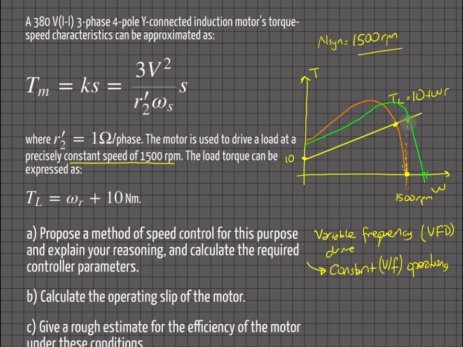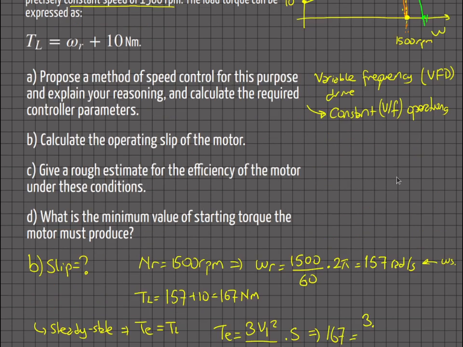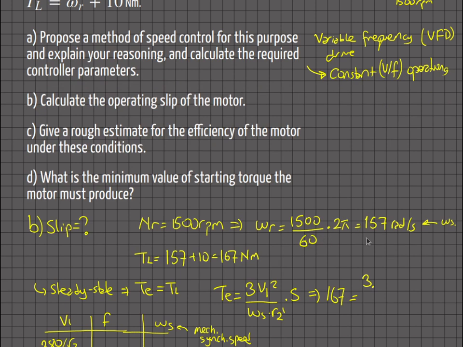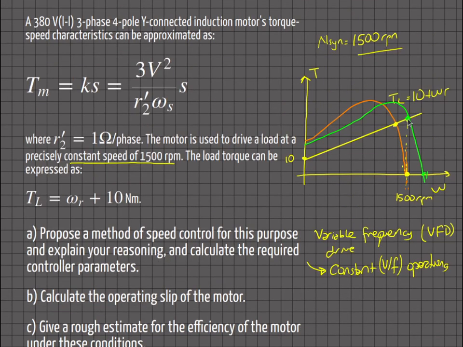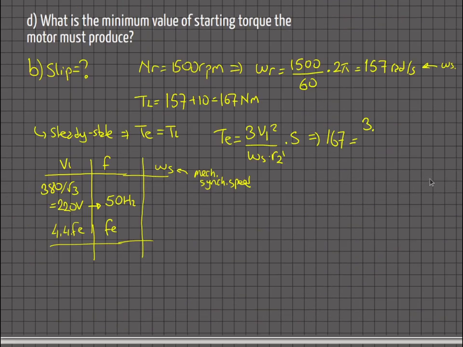And similarly, if I want the motor to run at exactly 1500 rpm, this is 2 pi times 157 radian per second, so the actual synchronous speed will be higher. But at the end, I can write a relation between that one and the other one. So at 220 volts, my mechanical synchronous speed was 50 pi.